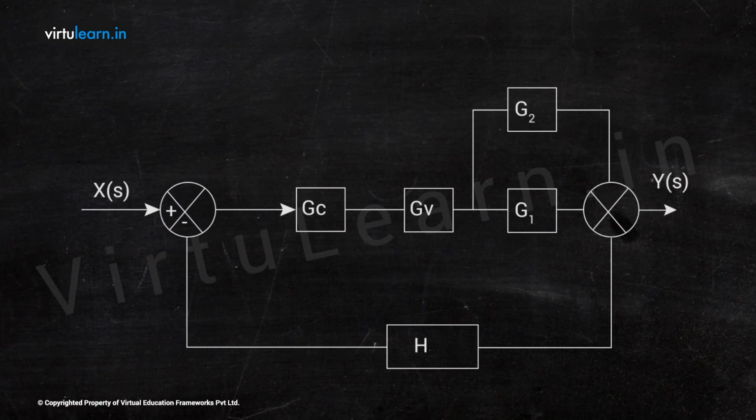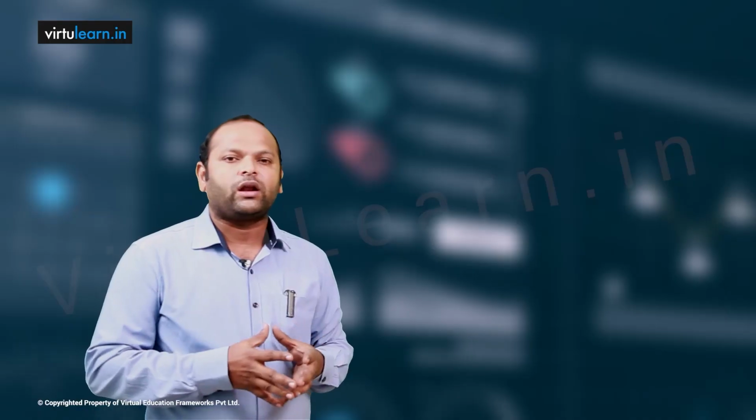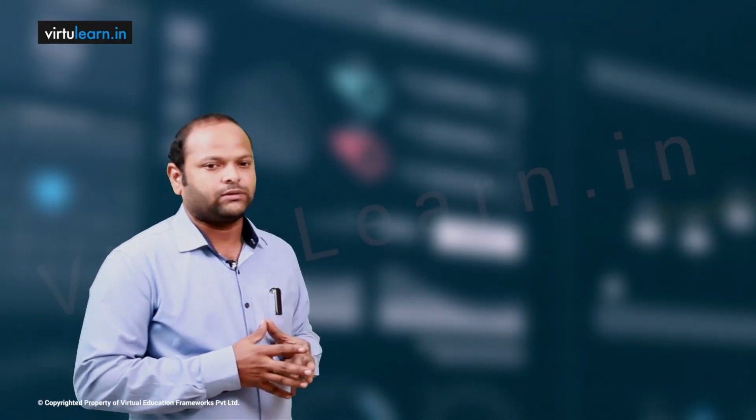So now it is coming to our closed loop block diagram where I have G and H. The G is nothing but GC, GV into G1 plus G2, and I can use the loop formula where for a negative loop we have G by 1 plus GH. It can be reduced finally to GC, GV into G1 plus G2 divided by 1 plus H, GC, GV into G1 plus G2, which is the overall transfer function of the given system.